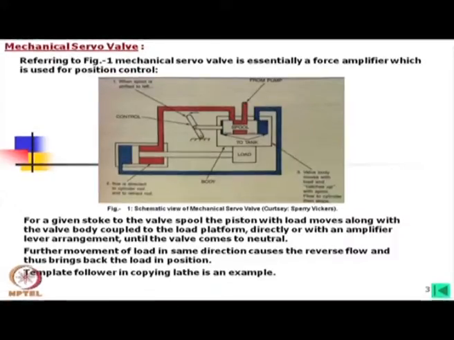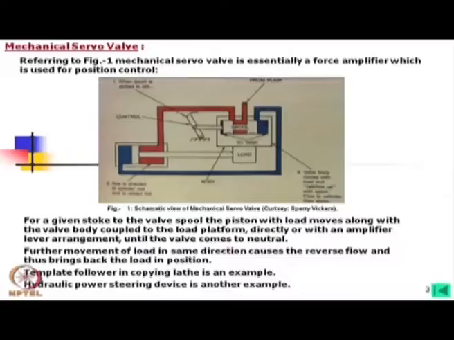Template follower in a copying lathe is an example which I have already told you. Hydraulic power steering device is another example. In case of hydraulic power steering, we do two things. One is that we use a very little effort, while the actual steering force is much higher. And again, whatever steering amount is required, sometimes we have to give more rotations. Say, if you rotate the steering wheel 90 degrees, the wheel will rotate only 15 degrees; that ratio is there. So, such magnification and this following system can be done by a hydromechanical servo valve.